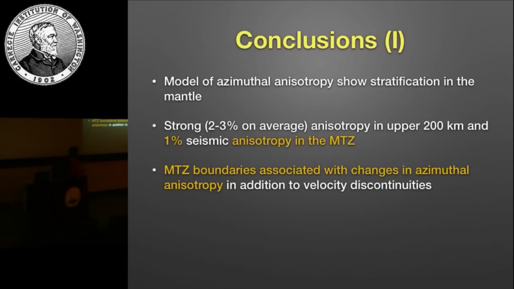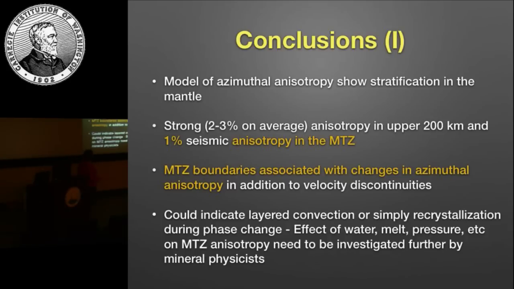And the more interesting result was that there is a change in anisotropy at the transition zone boundaries where we have phase changes. So this tells us something about the nature of the transition zone and the way the rocks deform at this depth. We just don't know what yet. It could indicate layered convection, although my gut feeling is that it's probably just something else, like precrystallization.